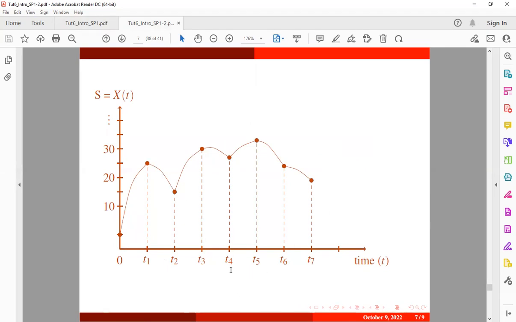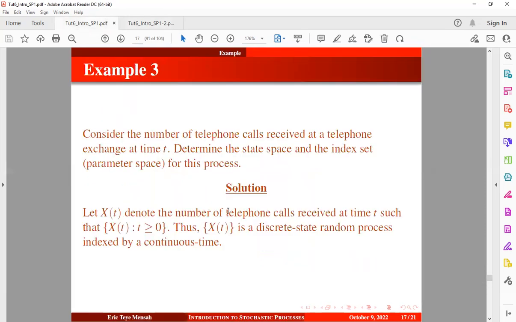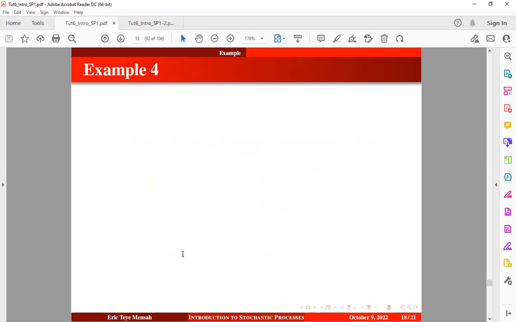So our index set is going to be continuous, and our state space is going to be what? Countably infinite or discrete. That's why we have a discrete state random process, and our index set is continuous time. All right, so now to the last example.